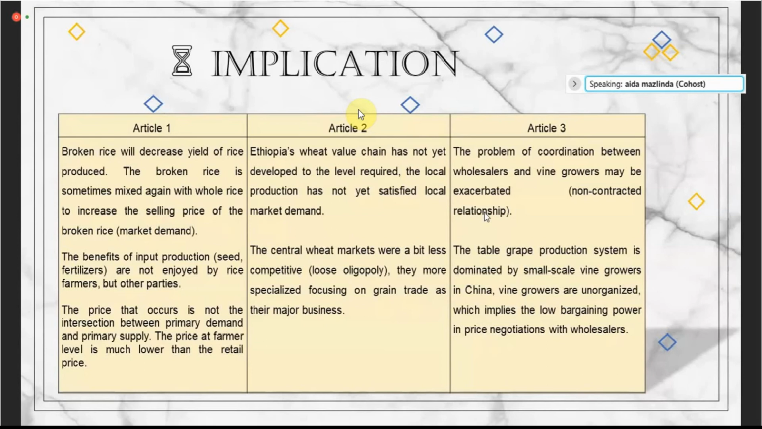Article 3, a research about table grapes in China. First, the problem of coordination between wholesalers and vine growers may be a non-contracted relationship. The table grape production system is dominated by small-scale vine growers in China. Vine growers are unorganized, which implies low bargaining power in price negotiation with wholesalers.